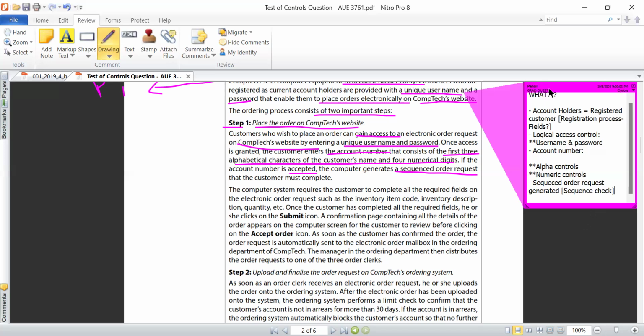Why? Because this is evidence. These are existing controls we can evidently pick from the system that we can then evaluate, right? So it's very, very important. Now, let's continue.